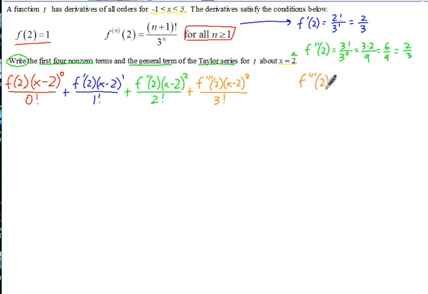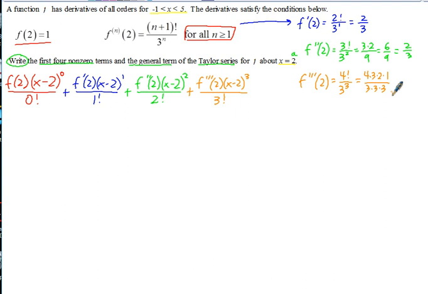F triple prime of 2, following that same pattern. This time n is 3, so it would be 3 plus 1, which is 4 factorial, divided by 3 to the n, and n is 3, so 3 to the third. So 4 factorial, 4 times 3 times 2 times 1. You could write it as 27, or another way of thinking about it is just 3 times 3 times 3 is 3 to the third.